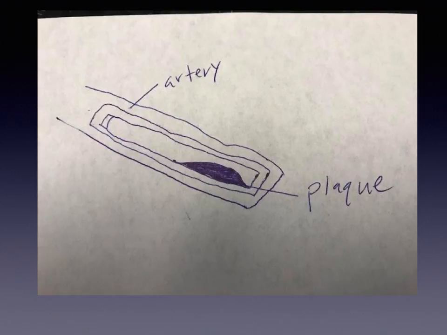Essentially, when I think of atherosclerosis, I think of fat deposits of plaque that clog our arteries, which obviously causes narrowing, which reduces the blood flow and oxygen delivery.